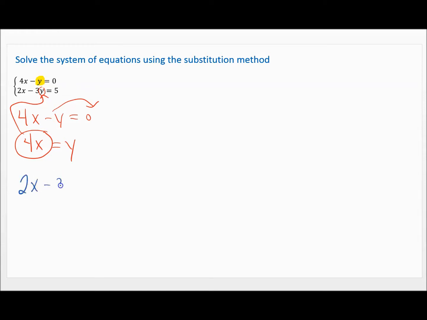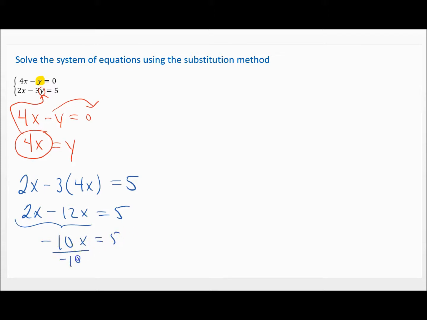So now I have 2x minus 3, I'm taking out the y, I'm substituting in 4x, is equal to 5. That gives me 2x minus 12x is equal to 5. I have like terms. That's negative 10x is equal to 5. I divide by negative 10. And I get x is equal to, now careful here, that's not negative 2, right? This is a fraction. A positive divided by negative is a negative. And then 5 divides by 5, and 10 divides by 5 to give me 1/2. So my x is a fraction, negative 1/2.